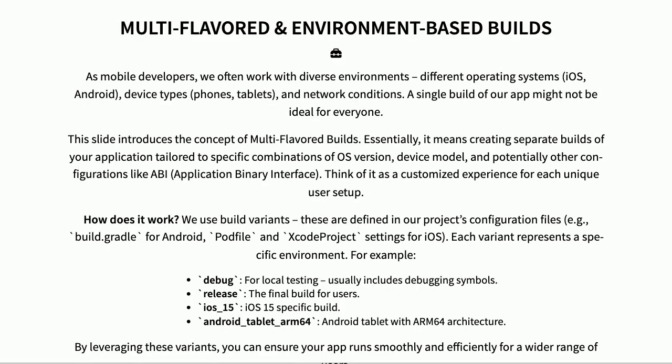Okay, let's talk about how we tailor our mobile apps to different devices and operating systems. It's not enough to just build one version and hope it works everywhere. We use something called multi-flavored builds. Basically, this means creating separate versions of our app specifically designed for different combinations of things, like the OS version on a device, is it iOS or Android. What model is it? We create variants like debug for local testing, release for actual users, and then even more specific ones like iOS 15 or Android tablet with ARM64 architecture. This way, we can make sure the app runs perfectly well for everyone.